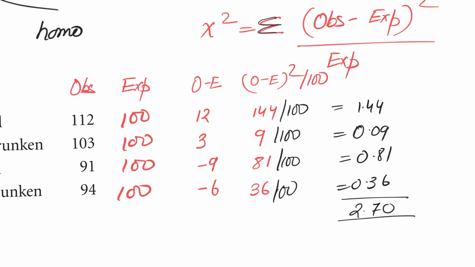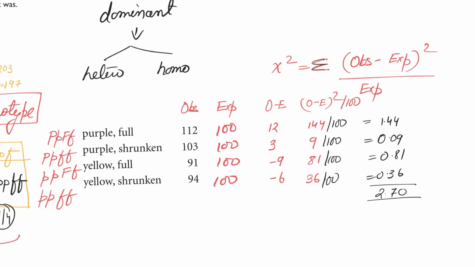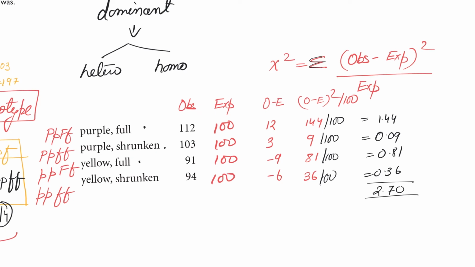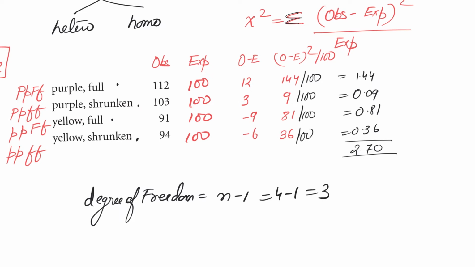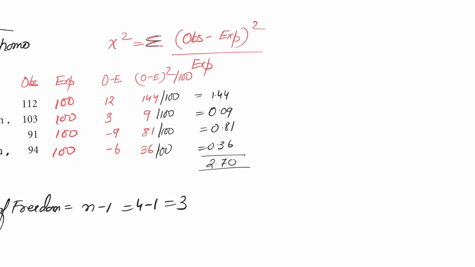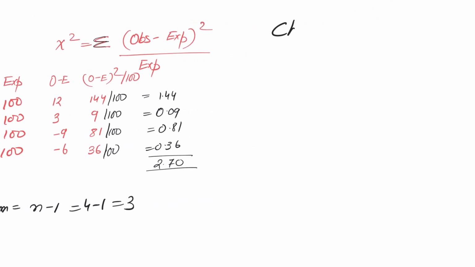Now what were the four categories here? 1, 2, 3, 4. So first of all, we have to calculate the degree of freedom. What is degree of freedom? That is n minus 1. What is n here? The number of categories. So that means 4 minus 1, that equals 3. So now we have to look at the chi-square table. Okay, so there's a standard chi-square table.